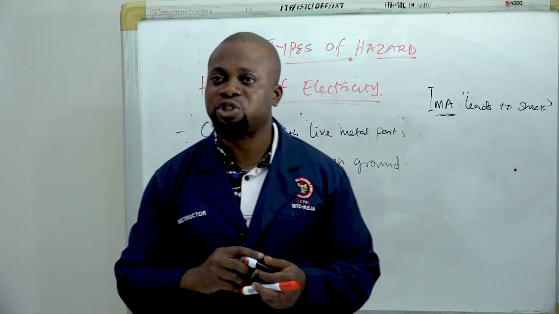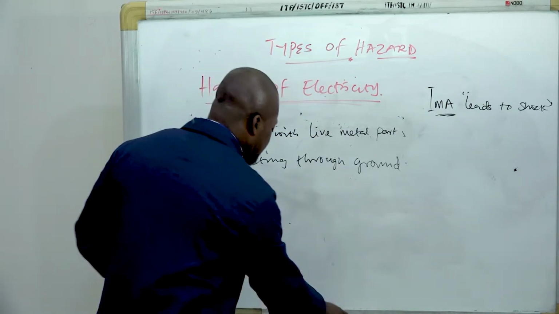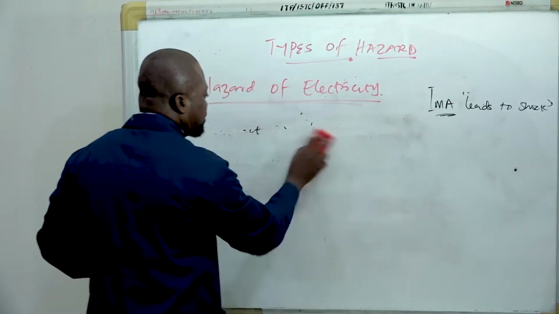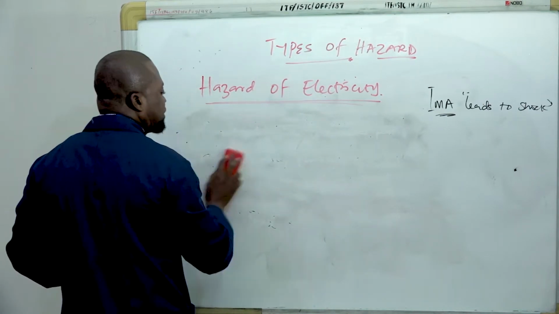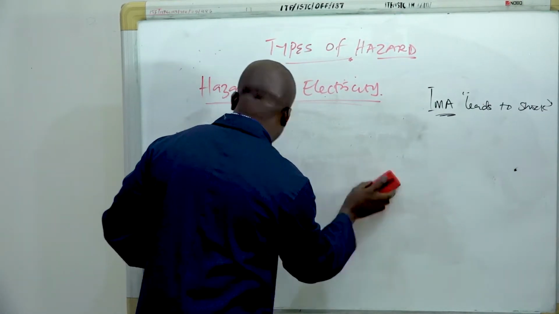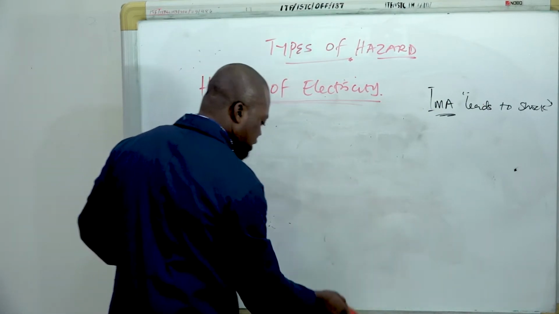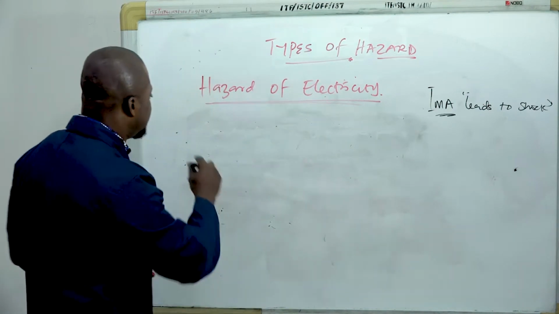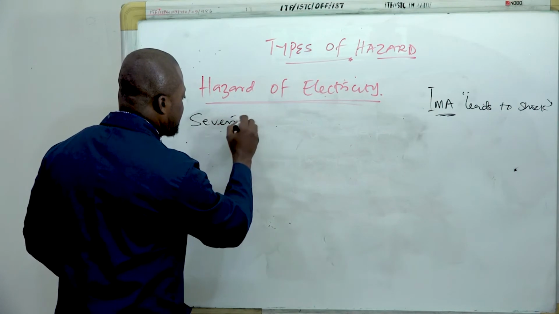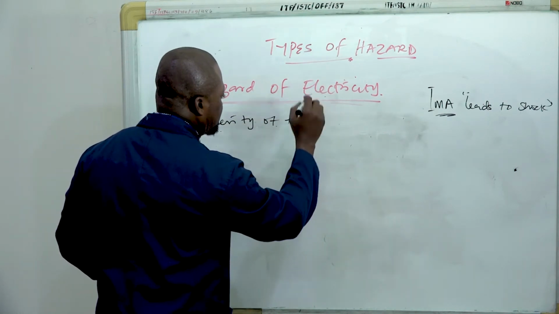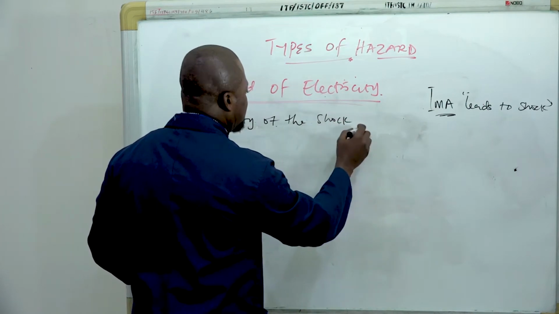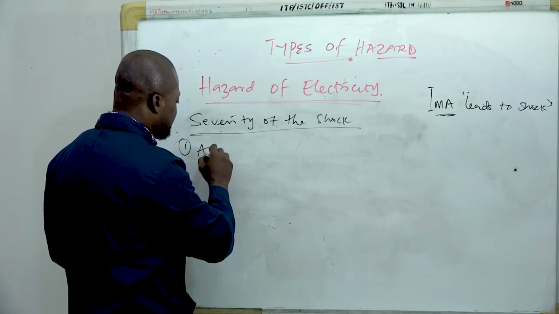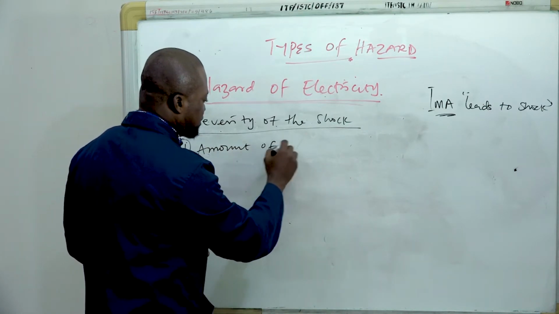So the severity of the shock now depends on what? What is the severity of the shock? When you receive a shock, how do you determine how it affects you as a human or electrical personnel? It's being considered as the severity of the shock. The severity of the shock depends, one, on the amount of current.